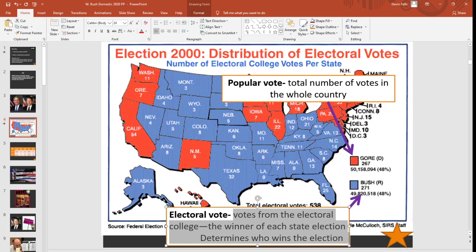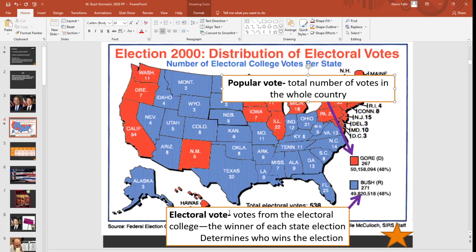So on your sheet here, your assignment, there's a box that says popular vote under the do now. So make sure you get the notes for popular vote. Popular vote is just a fancy way of saying how many votes you get in total, right? In general, total number of votes in the whole country. So that's the popular vote. Make sure you get that.